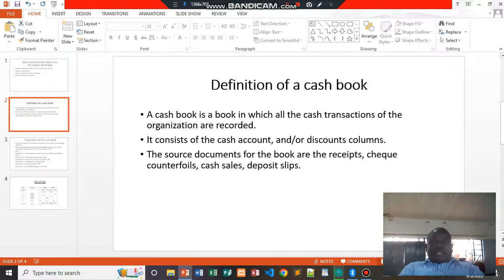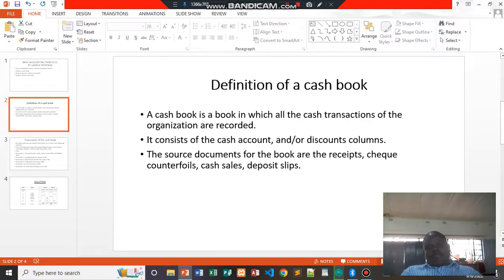By definition, a cash book is a book of prime entry in which all the cash transactions of the organization are recorded. What this means is that only transactions that are taking place on a cash basis in an organization are the ones that go through the cash book.